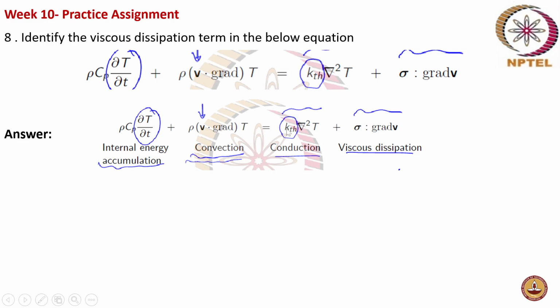And the last term is your viscous dissipation term. This is a product of your stress and gradient of velocity, which is nothing but your strain rate. Stress into strain rate will give you a dissipation, viscous dissipation, the energy of viscous dissipation. So that is what is given here. Since it is a tensor equation, you have gradient of V.